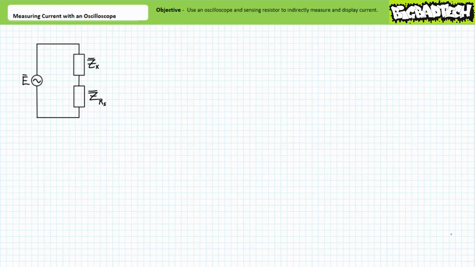Key to measuring and displaying current through an element of interest using an oscilloscope is the addition of a small resistor in series with the element of interest, known as a sensing resistor. Employed in this fashion, an oscilloscope indirectly measures current by measuring the voltage drop across the sensing resistor and uses the sensing resistor resistance as a scaling factor for voltage. As Ohm's law so reliably illustrates, current equals voltage over impedance.